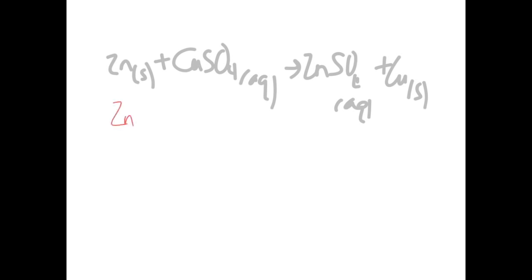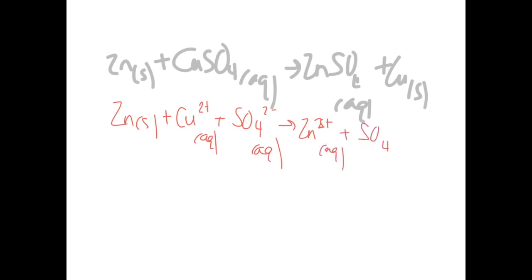Now, in terms of working out your ionic equations, this is how you're going to do it. You're going to take each component and convert it into ions. Because zinc is a solid, you can't change that. So we're going to write zinc solid, and then break up the copper sulfate into its constituent ions. So remember, copper is Cu2+, aqueous. Sulfate ions are SO42-, again aqueous. And because we've got aqueous zinc sulfate, we can form those two ions, Zn2+, aqueous, plus the sulfate ion, SO42-, aqueous. And then the copper solid, you just leave as it is.